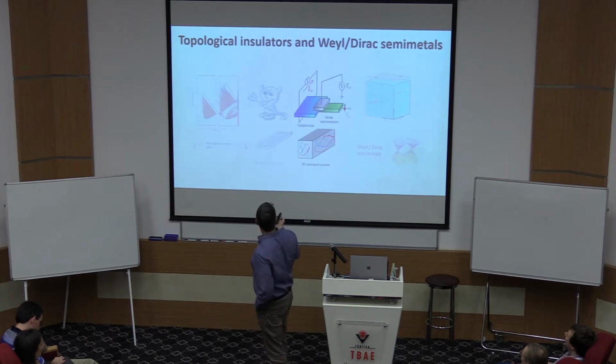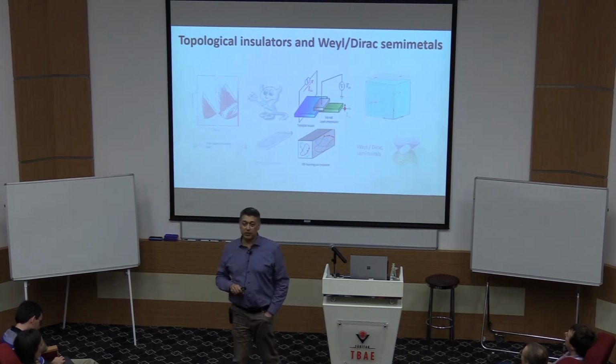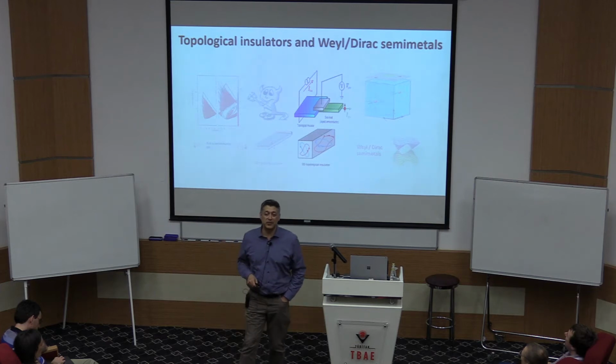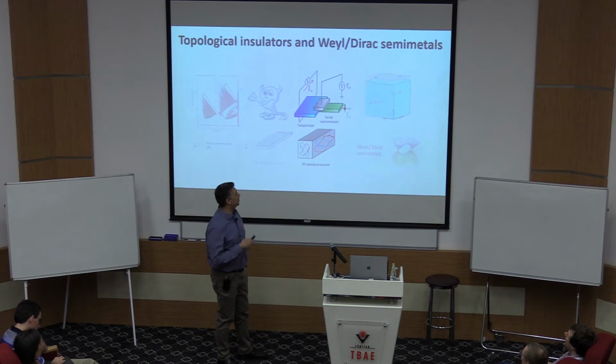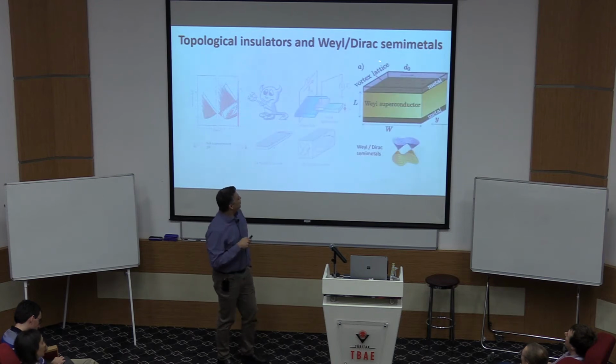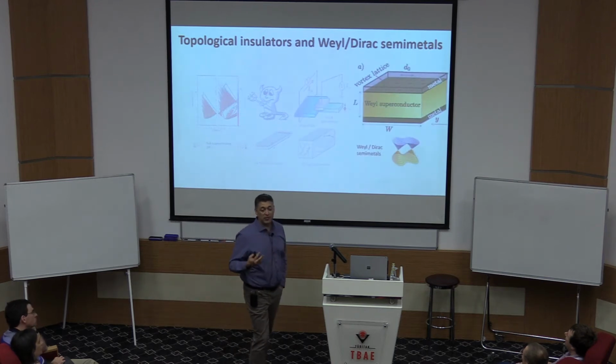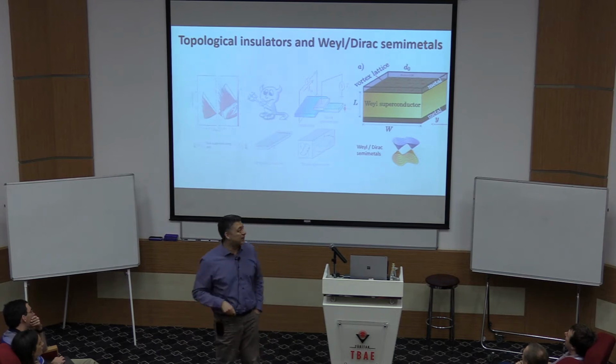And then finally, nobody's talking about this today, but you can actually do stuff like spin transistors, other nice applications from these 3D topological insulator surfaces. And then also, with Dirac semimetals, you can do something called the Weyl superconductor. It's a new phase of matter.